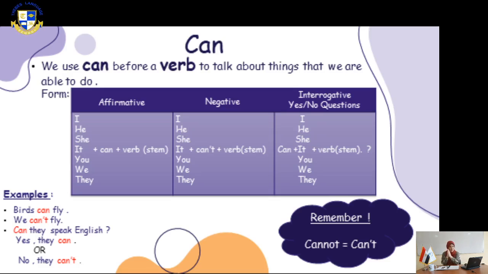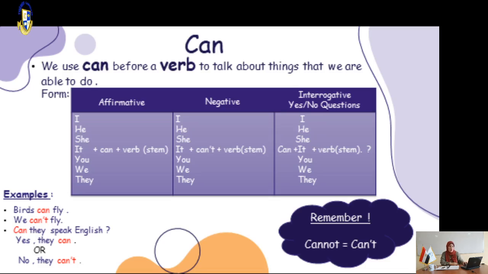We put the personal pronoun or the noun, then verb can or can't in the negative, then verb in the stem, as it is. But in the interrogative or the question, we don't put at the beginning of the sentence personal pronoun and then can. We change it. We make a scissor or a cross and we put can at the beginning of the sentence and then I or he or she or it or we or you or they or a noun. Now we have here examples.